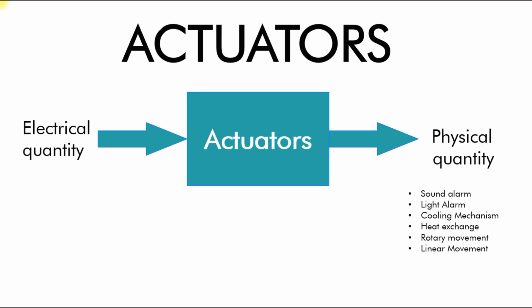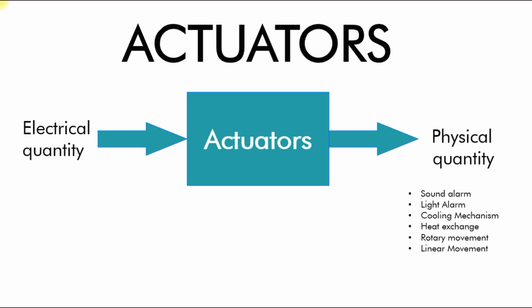It may be a cooling mechanism, or a heat exchanging mechanism, or a linear or rotary movement. Simply, it may be a DC motor. So an actuator is nothing but a device which converts an electrical quantity into a physical quantity. At one end, the sensors convert the physical quantity into an electrical quantity, and at the other end, the actuator takes the electrical quantity and converts it back into a physical quantity.